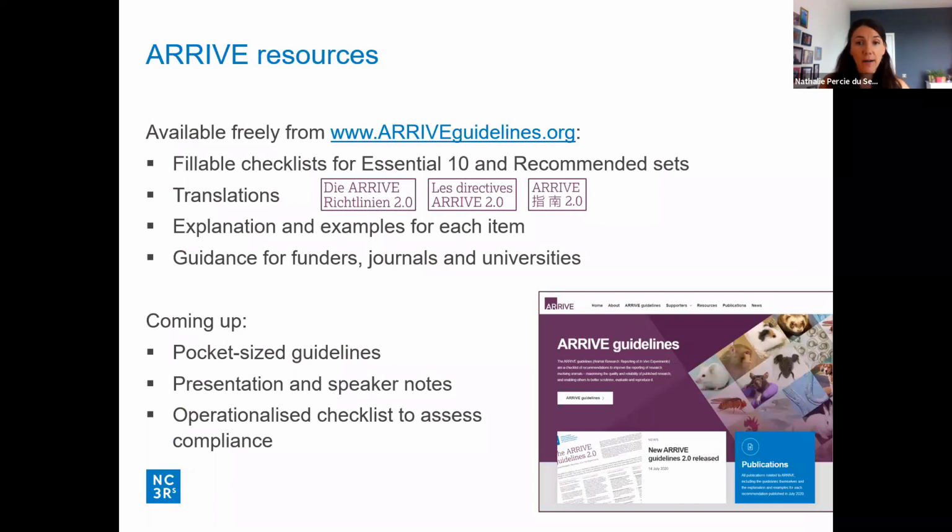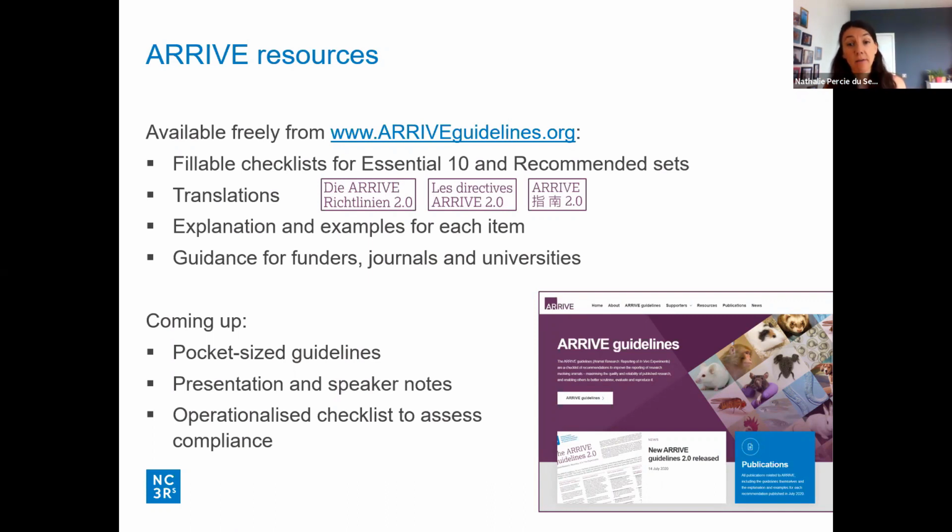The new ARRIVE guidelines come with a new website that's dedicated to the guidelines and include many freely available resources. So that includes fillable author checklists. So these are used to indicate in which section of the manuscript the relevant information can be found. Some journals request this checklist as supplementary information with a manuscript submission. The checklists are available for the Essential 10 set only or for the entire ARRIVE 2.0 so that journals can tailor the requirements. The website also includes translations of the guidelines.